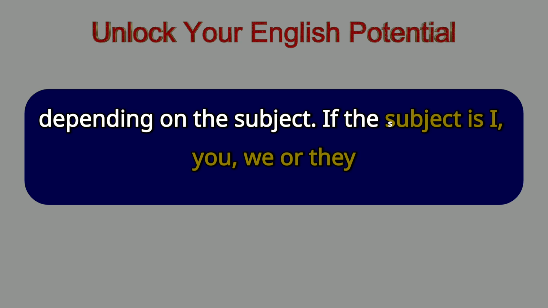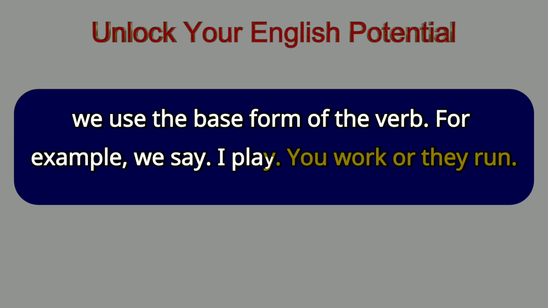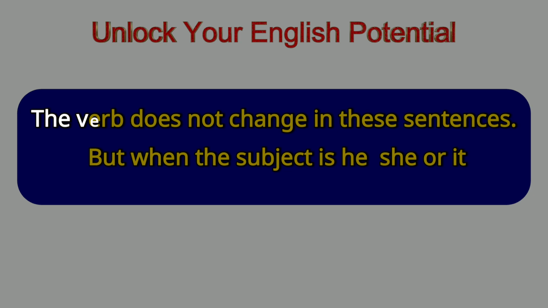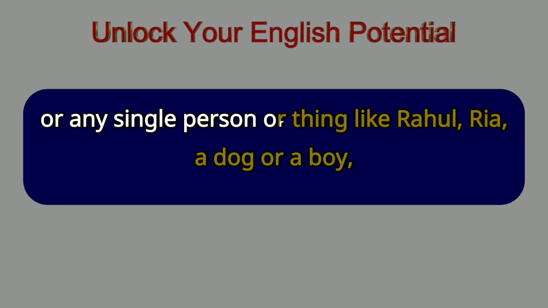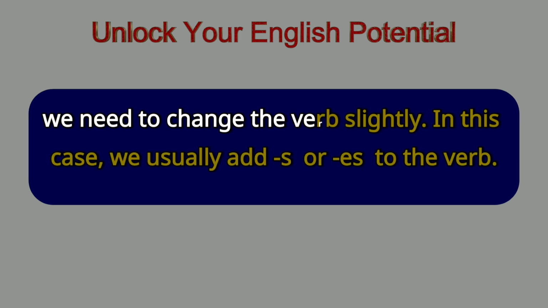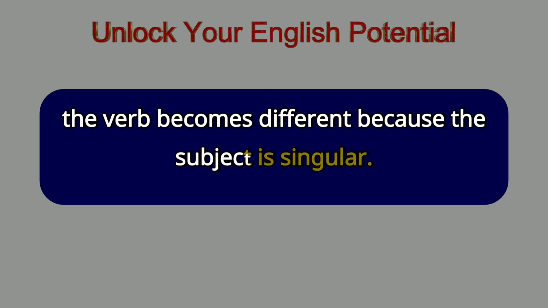When we use the simple present tense, the form of the verb changes depending on the subject. If the subject is I, you, we, or they, we use the base form of the verb. For example, we say, I play, you work, or they run. The verb does not change in these sentences. But when the subject is he, she, or it, or any single person or thing like Rahul, Ria, a dog, or a boy, we need to change the verb slightly. In this case, we usually add s or es to the verb. For example, we say, he plays, she works, and it runs. Here the verb becomes different because the subject is singular.